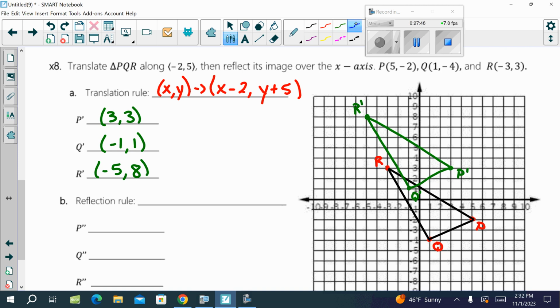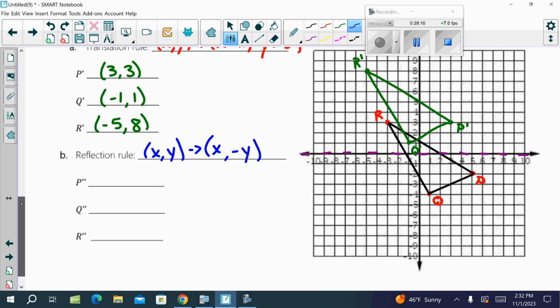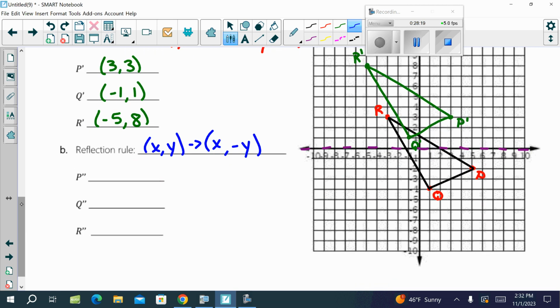Because it says reflect over the x-axis. Who remembers the rule from the front page? x, opposite of y. Any questions there? Okay. So my x-axis is here. So I'm taking my green and I'm reflecting it over the purple reflection line, the x-axis. And then remember, we use double prime for the second copy.